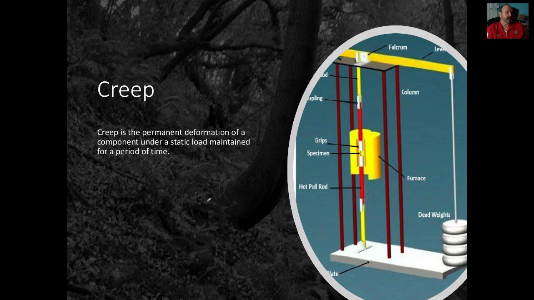So that's fatigue. Fatigue is where I cycle a material and eventually it'll break. And it depends on the stress amplitude, okay, and then the number of cycles when it breaks. Now we can do something called creep. Creep is when I just put a load on something and I watch how it deforms over time.